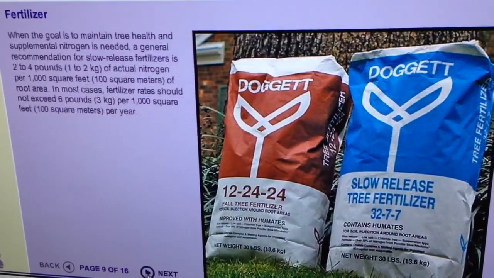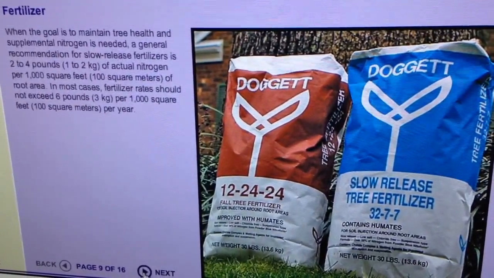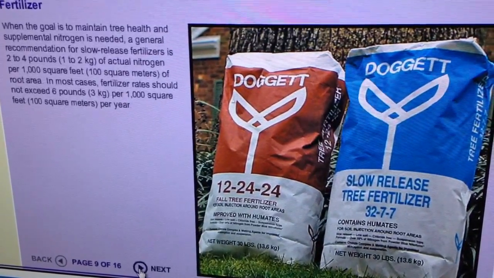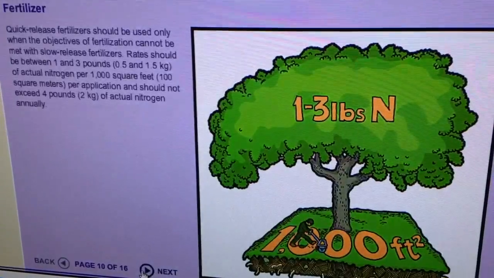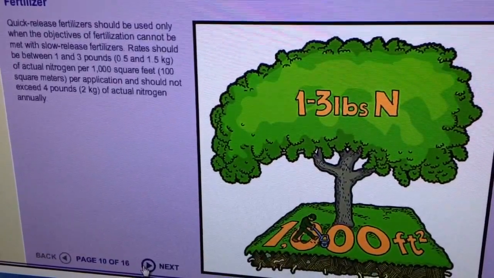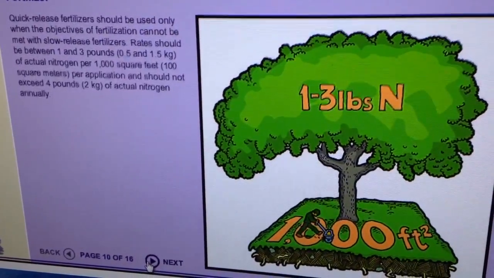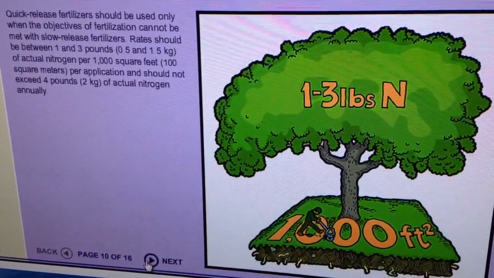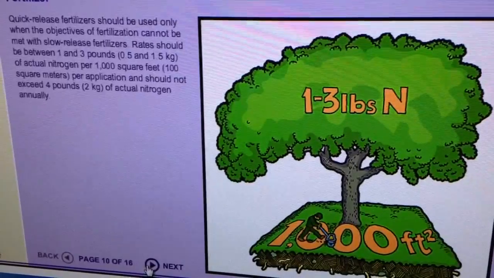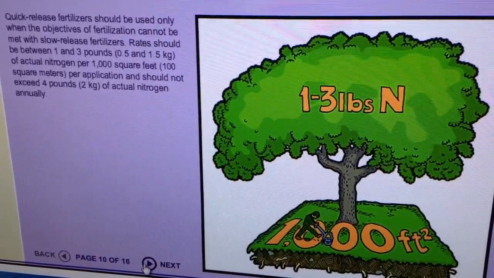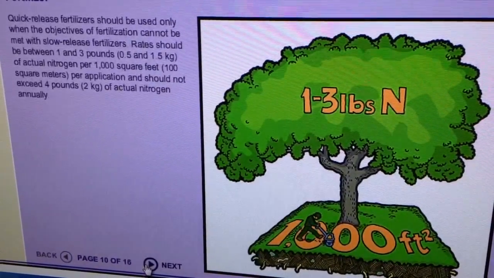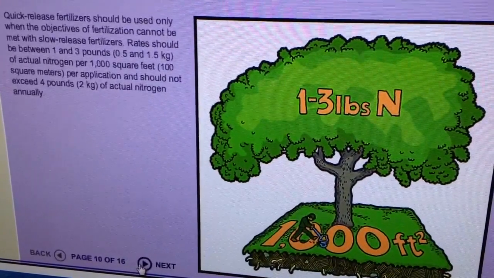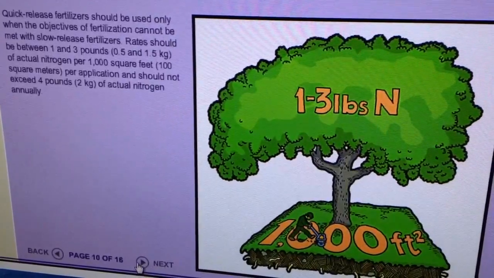In most cases, fertilizer rates should not exceed 6 pounds, 3 kilograms, per 1,000 square feet, 100 square meters, per year. Quick-release fertilizers should be used only when the objectives of the fertilization cannot be met with slow-release fertilizers. Rates should be between 1 and 3 pounds, half and 1.5 kilograms, of actual nitrogen per 1,000 square feet, 100 square meters, per application, and should not exceed 4 pounds, 2 kilograms, of actual nitrogen annually.